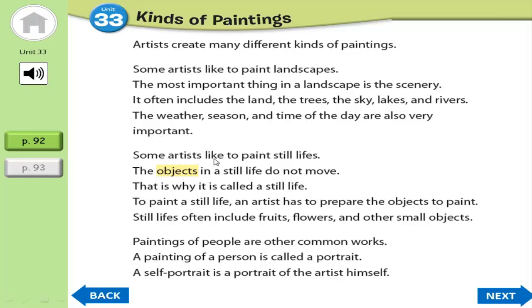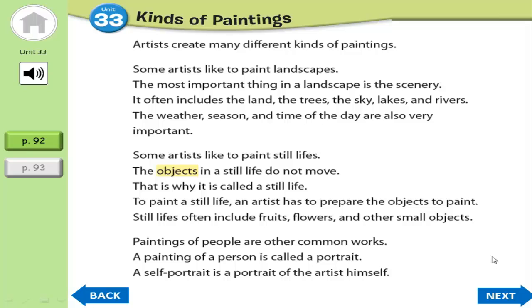Some artists like to paint still lifes. The objects in a still life do not move. That is why it is called a still life. To paint a still life, an artist has to prepare the objects to paint. Still lifes often include fruits, flowers, and other small objects. Paintings of people are other common works. A painting of a person is called a portrait. A self-portrait is a portrait of the artist himself.